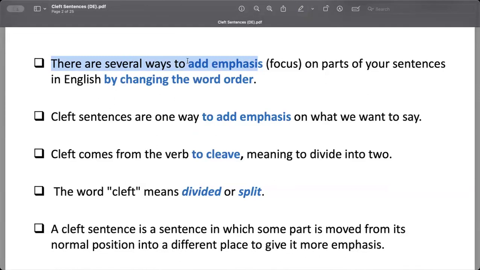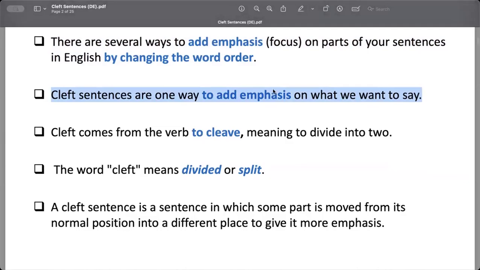There are several ways to emphasize or focus on parts of your sentences in English by changing the word order. So this is what we're going to talk about. Cleft sentences are one way to add emphasis on what we want to say. Emphasis means what you are focusing on in your sentences.